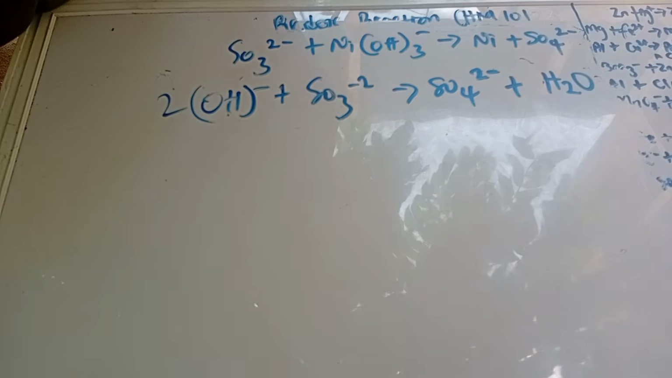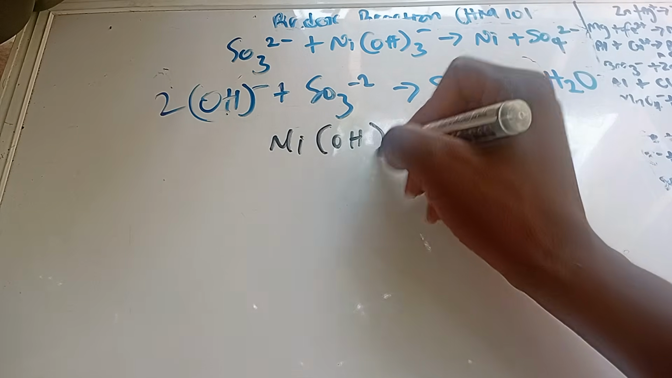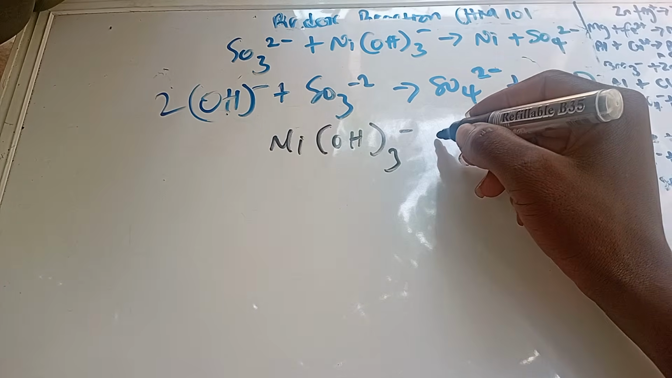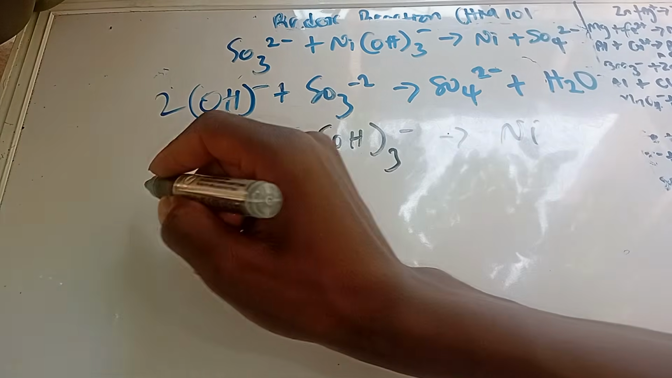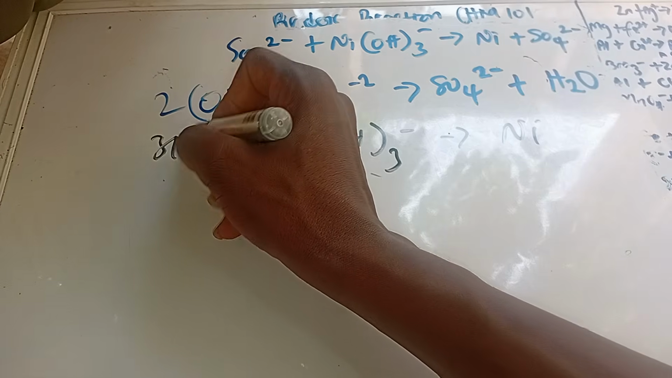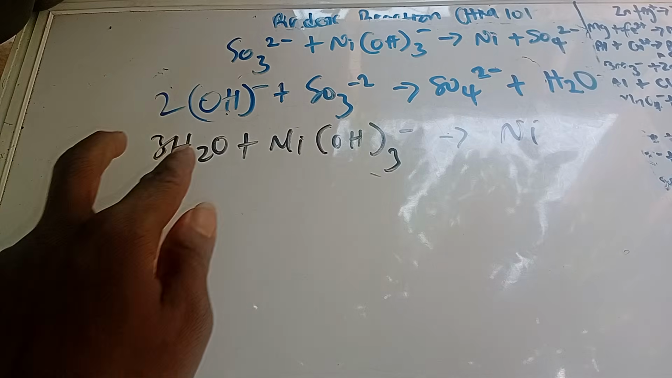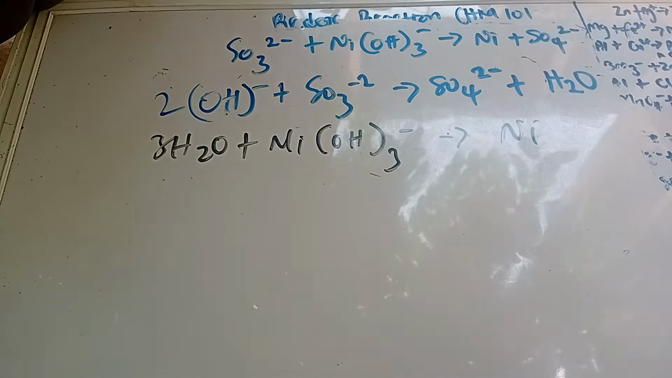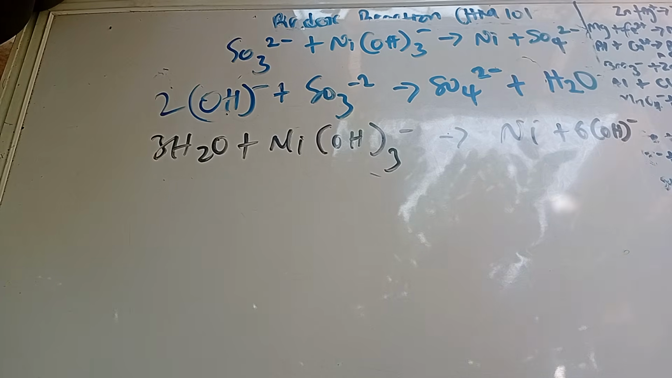It's balanced. Now let's check for nickel. Here we have NiOH 3 minus to give us Ni. So let's add our water here. Here we can add 3 molecules of water, 3H2O. Now how many hydrogen do we have here? 6. How many oxygen? 6. So this just becomes plus 6OH minus. All the atoms are balanced now.